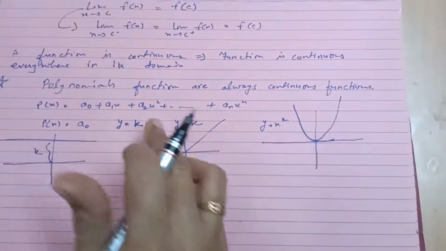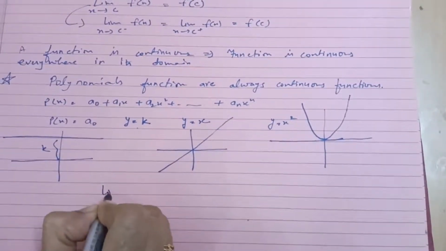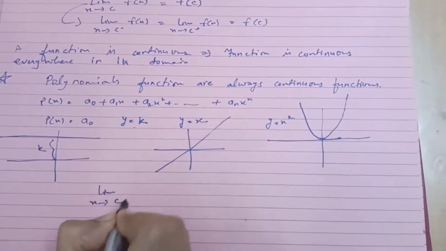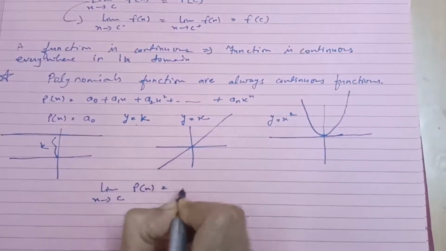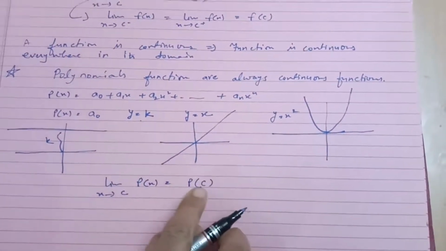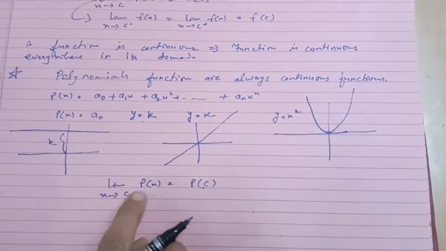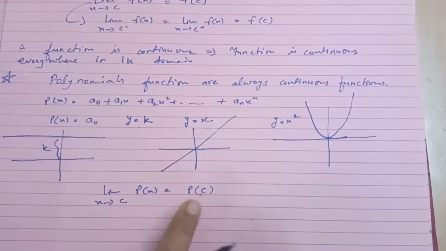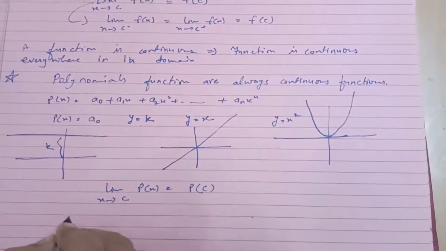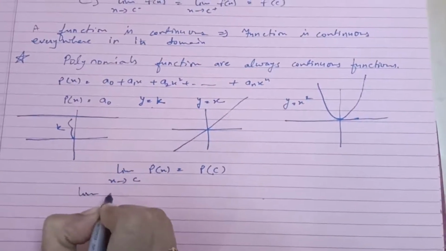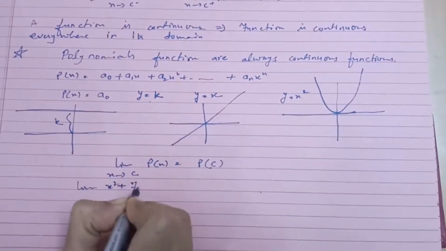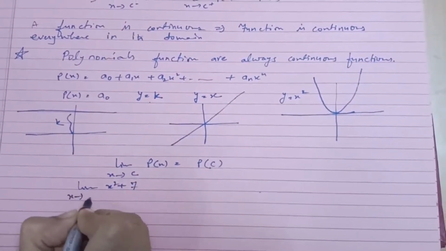So what, in this we can say for polynomials, the limit as x tends to c of p(x) is always the polynomial's value at that point. Limit as x tends to c of p(x) equals p(c). Means if they say check the continuity of the function, it is given x squared plus 7, so I will say at any point x tends to a.